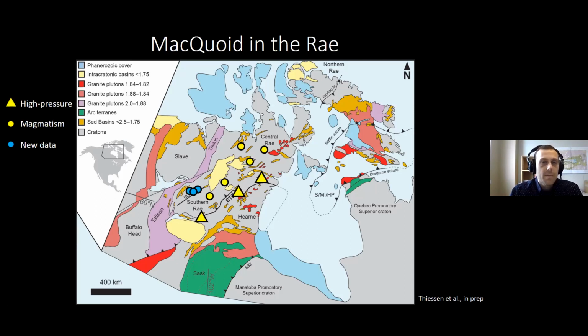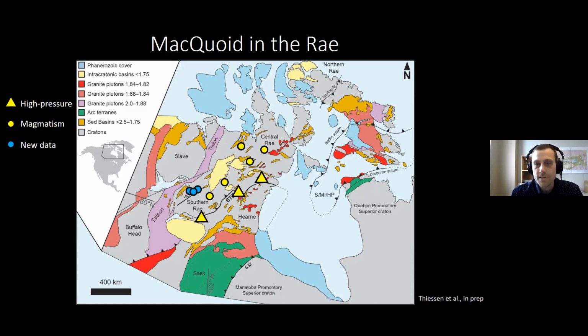And this magmatism is a little bit older than the high-pressure metamorphism we see around 2.55 along the eastern Rae margin. And that's delineated by these yellow triangles, broadly parallel to what we now call the Snowbird tectonic zone, which now separates the Rae and the Hearn Cratons.